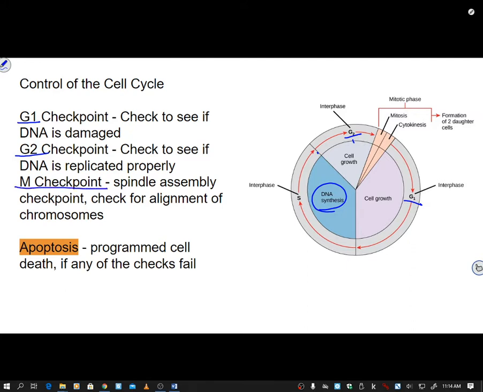The M checkpoint is called the spindle assembly checkpoint. It checks for the alignment of the chromosomes, so it's making sure that your chromosomes are okay. Okay, so a big word here: apoptosis is a programmed cell death. So if any of these checkpoints fail, your cell basically kills itself. All right, and this is called apoptosis. It's a programmed cell death.